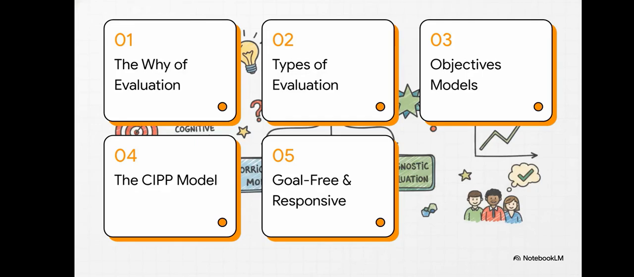Here's our roadmap for this explainer. First, the why of curriculum evaluation. Second, 3 types of evaluation. Third, objectives and effectiveness models. Fourth, Stufflebeam's CIPP model. And finally, goal-free and responsive models.